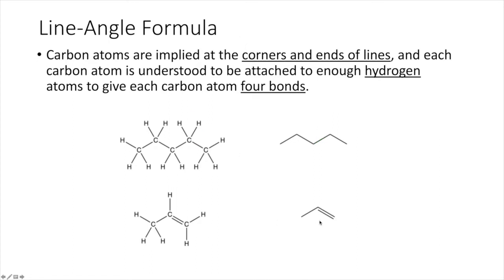So in this case, we have a double bond. So this is that carbon right there, and it's got a double bond to a carbon over here, and a single bond to the carbon on the left. But that's 3 bonds: you've got 1 bond here and 2 bonds here, since it's a double bond. So it needs 1 more bond to make 4, and so that is implied as a single bond to a hydrogen right there.